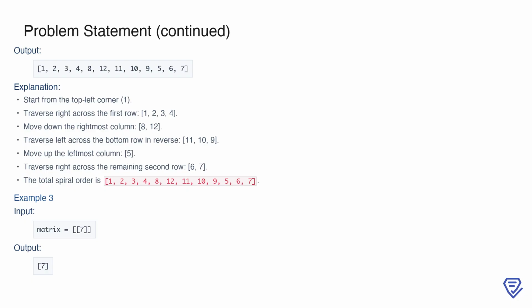Then, we traverse left across the bottom row in reverse, collecting 11, 10, 9. After that, we move upward along the leftmost column, adding 5. Finally, we traverse the remaining second row from left to right, collecting 6, 7. Putting it all together, the spiral order for this matrix is 1, 2, 3, 4, 8, 12, 11, 10, 9, 5, 6, 7. For a single element matrix, like 7, the spiral order is simply 7.